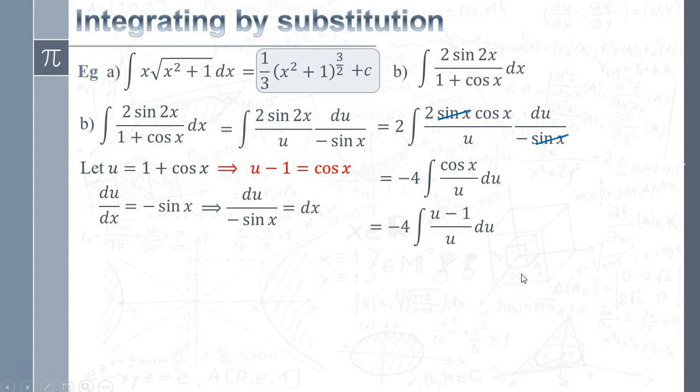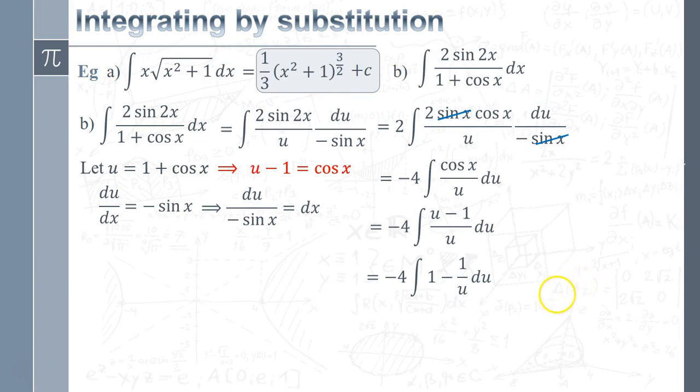Now, what we're left with there is a fraction, and fractions are not the easiest thing in the world to integrate, but this one particularly is a lot more simple. Because we've just got a single term on the bottom, we can separate this out. So we've got u over u, which is 1, minus 1 over u. So there you go, I can write that as two separate bits, and now we've got that looking like something that we can easily integrate.